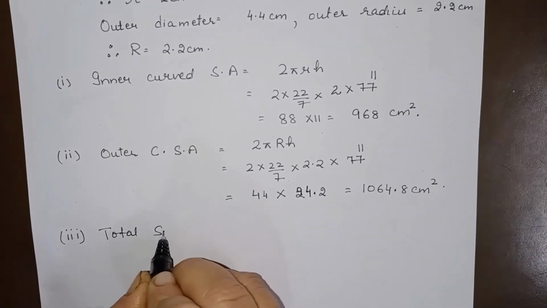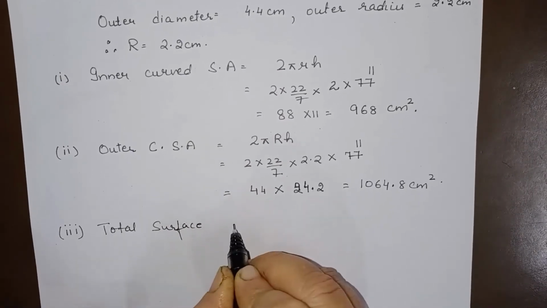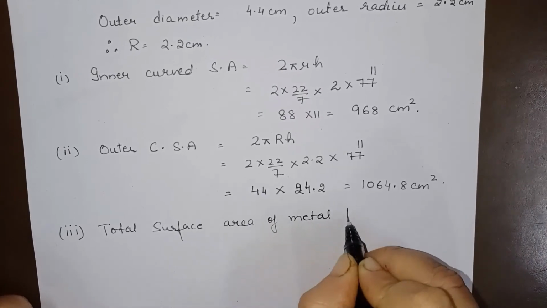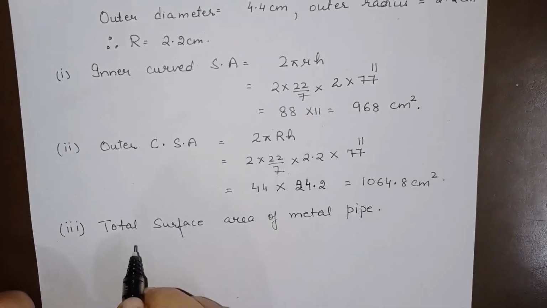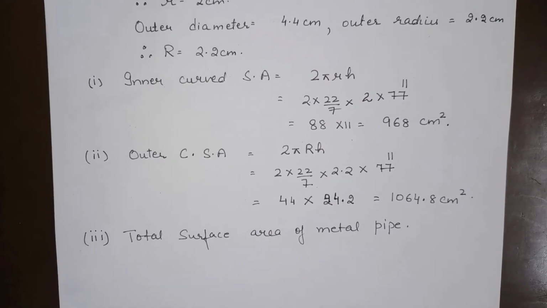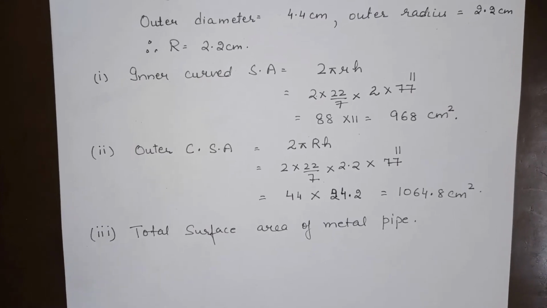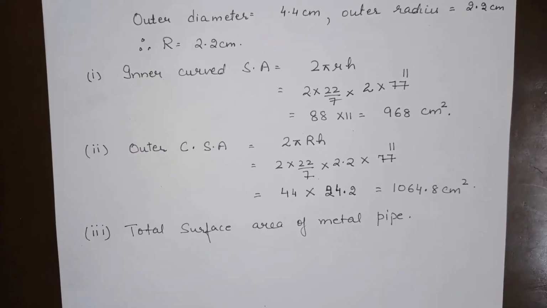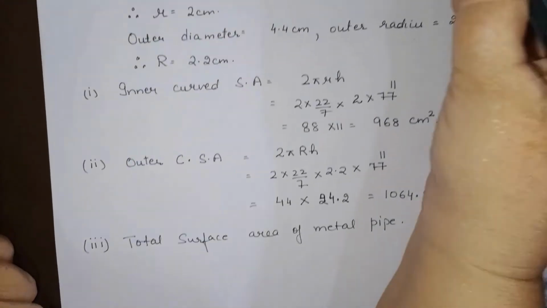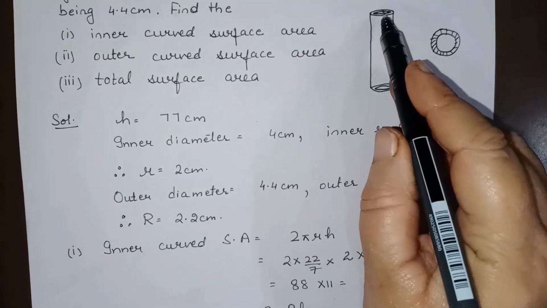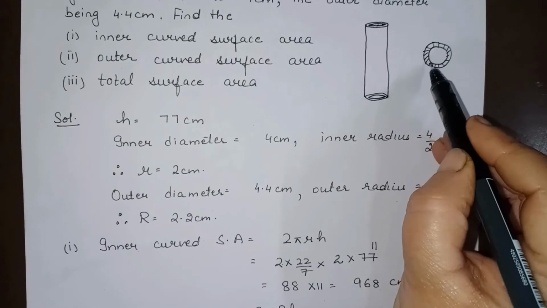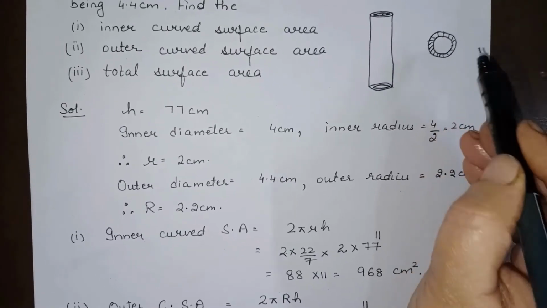Now in the third case, we have to find the total surface area of metal pipe. Now remember here one thing, total surface area doesn't mean that you have to just simply apply the formula of the total surface area of cylinder, because here we have two radii. This metal pipe is hollow from inside. So what we have to see, if you will see this figure, if you will see the top and bottom of this pipe, you will get this type of surface. That is, the pipe is hollow from inside.